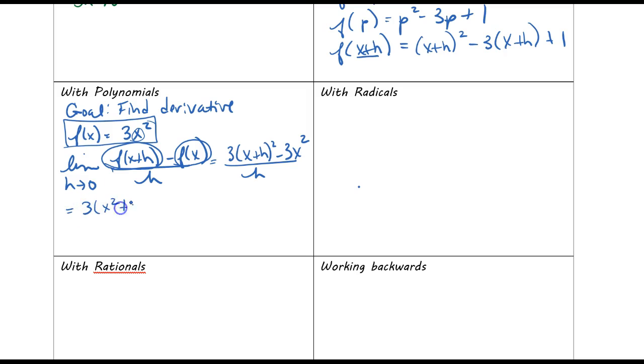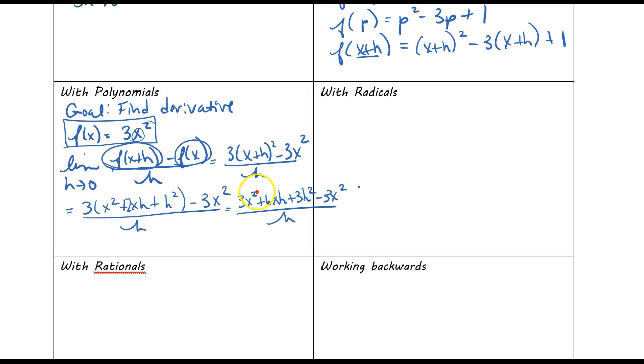So that'll be x squared plus 2xh plus h squared minus 3x squared all over h. Now I would distribute my 3 to everybody. Okay, so that's going to be 3x squared plus 6xh plus 3h squared minus 3x squared all over h, okay? And when that happens, look at all the stuff that's about to cancel, guys. I've got a positive 3x squared here and a negative 3x squared there. And I guess that is the only thing that cancels.